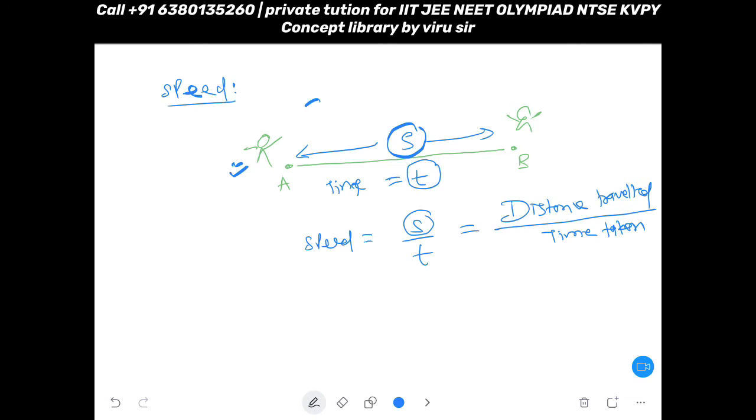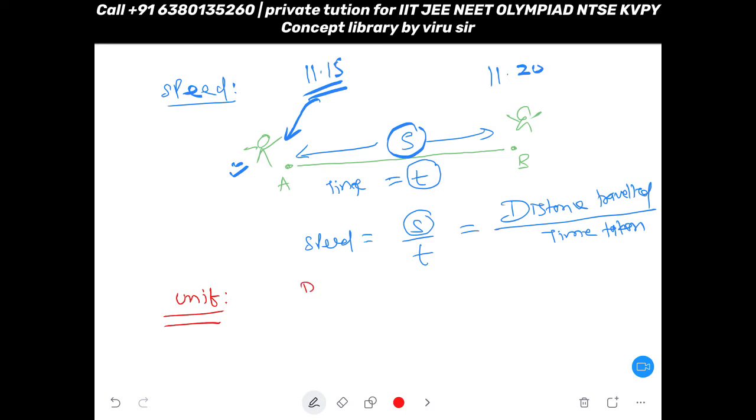Like suppose you started at 11:15 and when you reached here it was 11:20. So how much time did you take? 5 minutes. Okay. Now you check the unit of the speed.